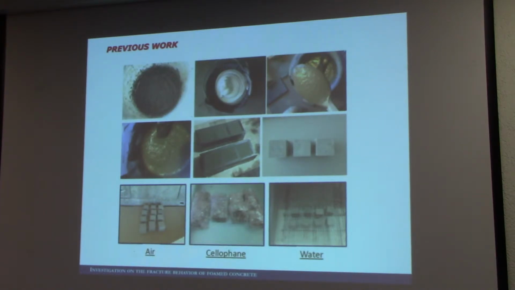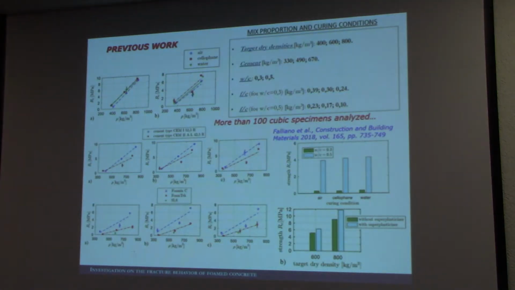And our previous investigation, started at the University of Messina, was focused on the role of some parameters in the preparation of foamed concrete samples. In particular, we investigated the curing condition, and we noticed that the curing condition had a very key role in the final mechanical strength of foamed concrete. We prepared specimens cured in air during the 28 days. Other specimens were submerged in water at a specified temperature, and other specimens were wrapped in a cellophane sheet, because this is a common practice adopted in the precast industry to prevent evaporation of water.